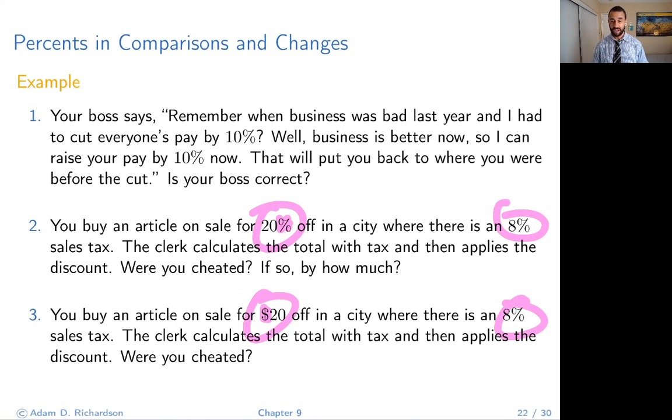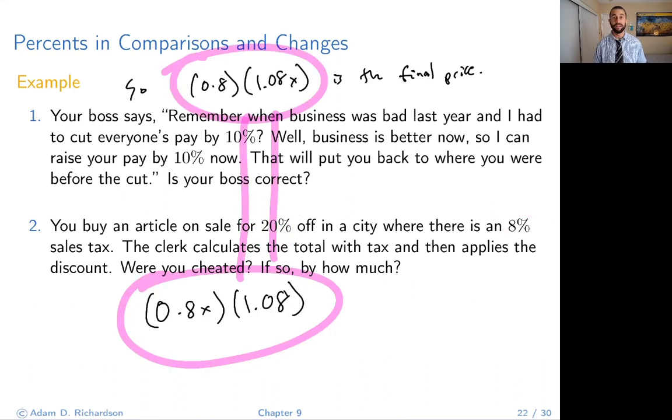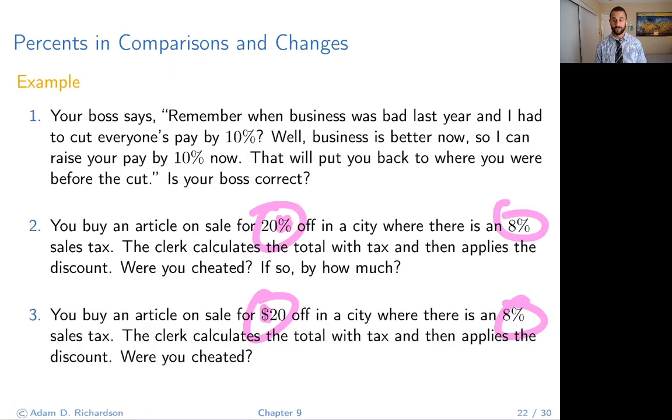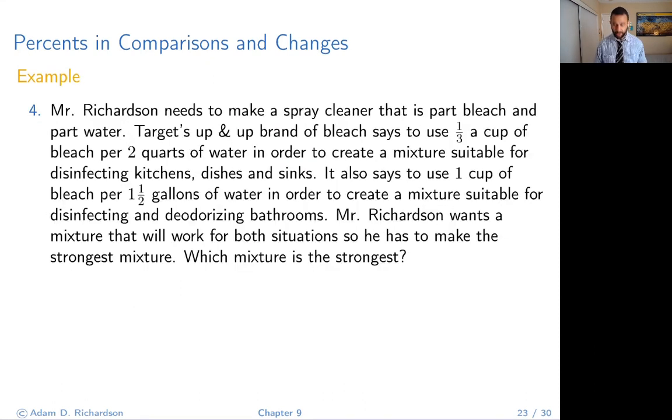And in this case, I think you will be cheated, but I'm going to leave that for you to try at home. So see if you can show, just like we did back here, that those two things are not going to be equal if you do them in two different ways. Try it out on your own at home, okay? All right.